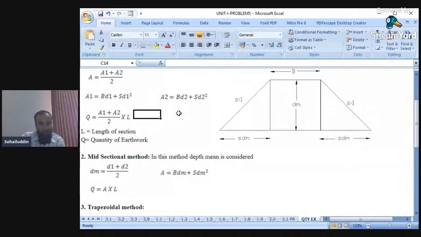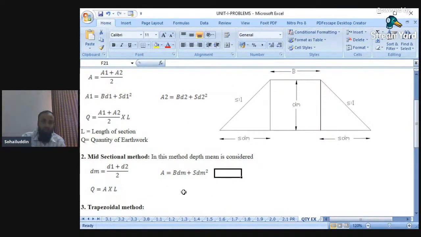We are finding out the quantity by the area method in the first method. Next we are finding out by the depth method, the sectional method, in which we are taking the mean depth. The quantity is again area multiplied by length of road, as usual.